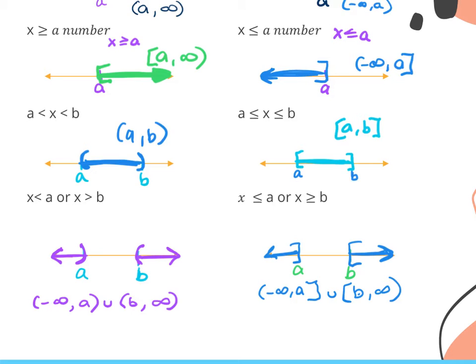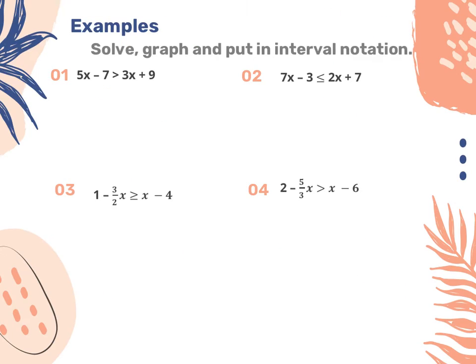So that's just how you write your answers. Now we do the solving part, right? We're going to solve it like we would normally solve an inequality, and then at the end we're going to rewrite our answers that way. All right, so let's start basic, things that we remember. It says solve, graph, and put in interval notation.